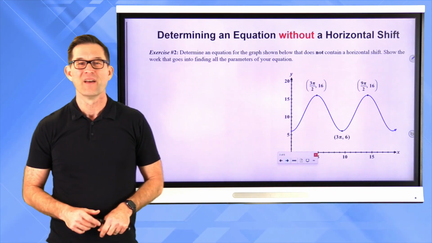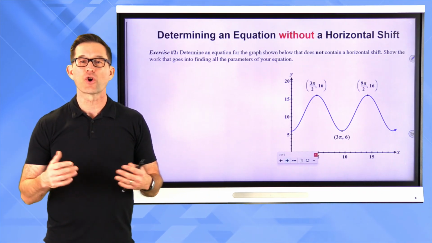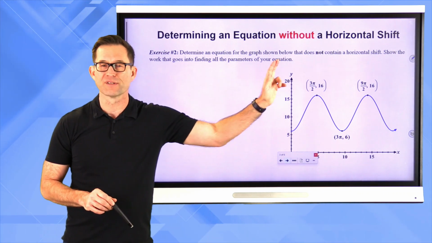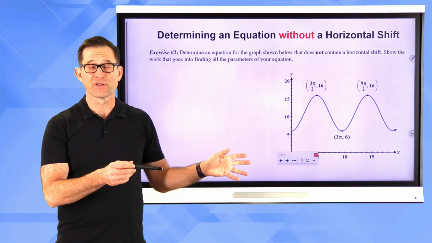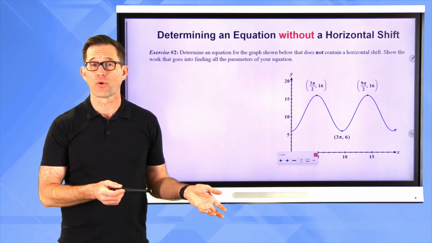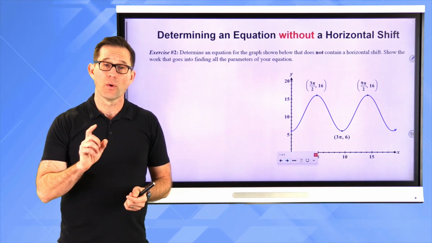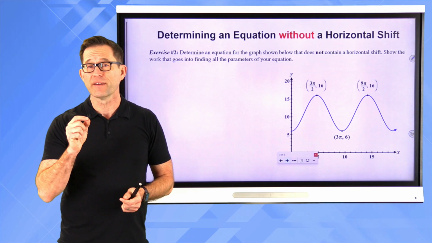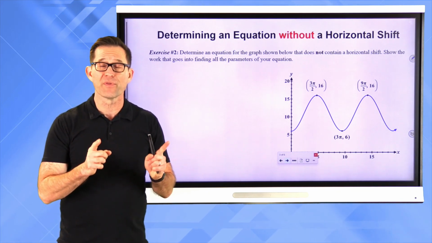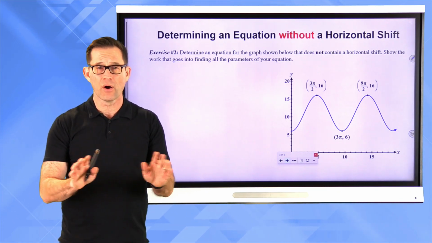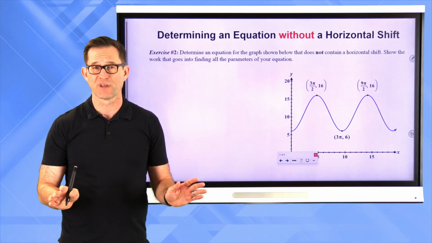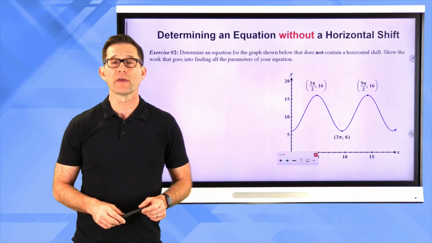Let's keep going. Let's take a look now at determining an equation without a horizontal shift. So in our last exercise, we had an equation and we wanted to graph it. Now we're going to go in the opposite direction and take a graph and come up with an equation, but we're going to go on the premise that we don't want to have a horizontal shift in this one. So let's take a look at exercise number 2.